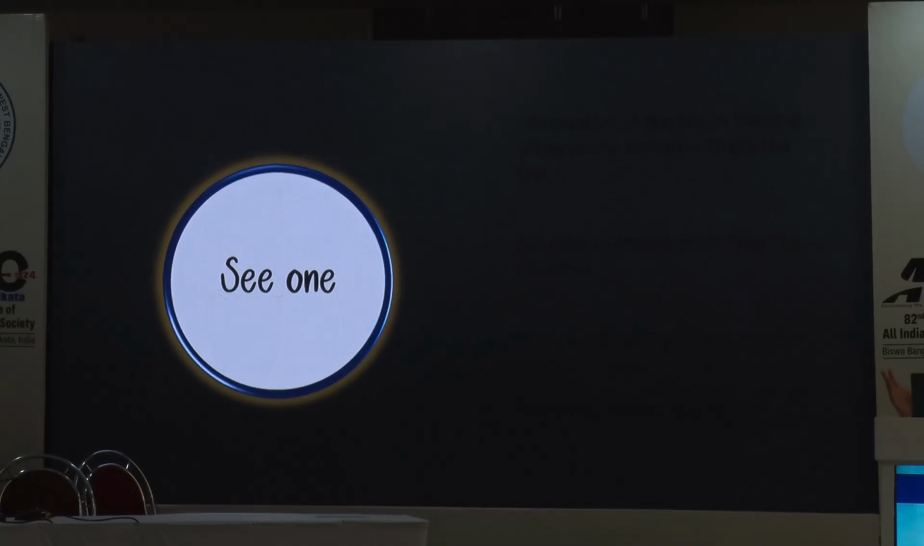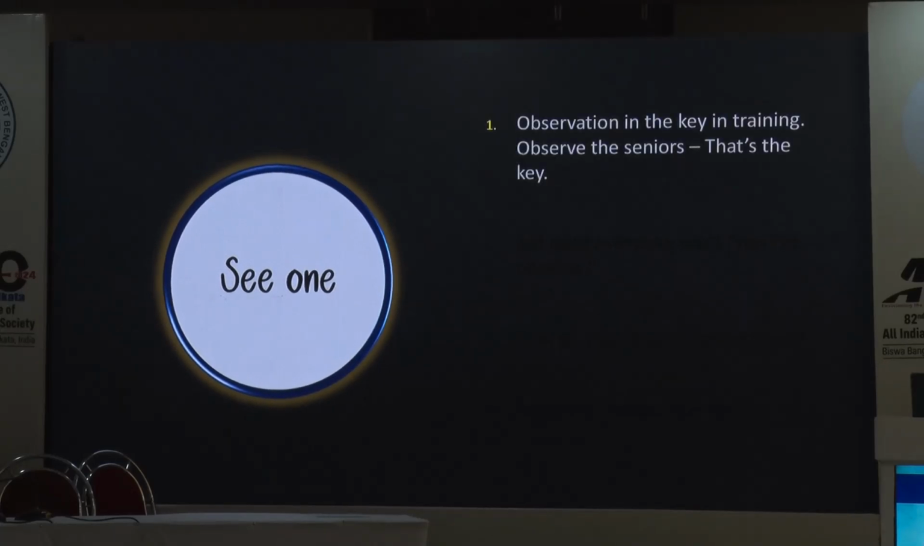So the first is C1. So observation is the key in training. Observe the seniors, that's the key. And all of you who have done your fellowship or your training and now are making sure that your fellows are trained, you will agree with this part. And I know that many of you would highlight and say, please observe whatever is going on. Don't try to just fall into the system. Don't try to participate early in the system, because here we are dealing with patients. We are dealing with real situations, and it cannot be just hit and trial.